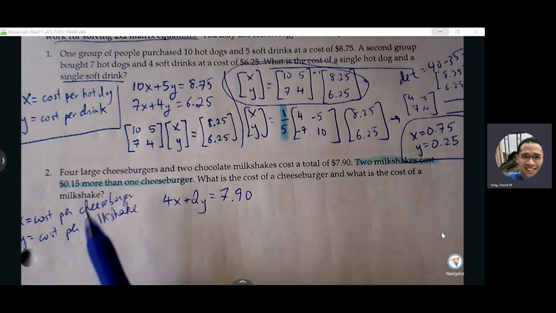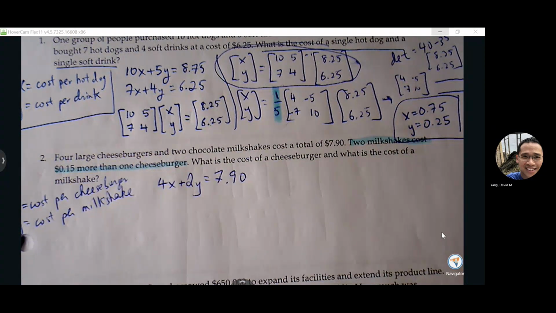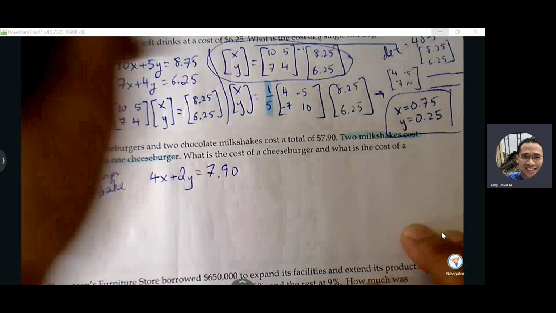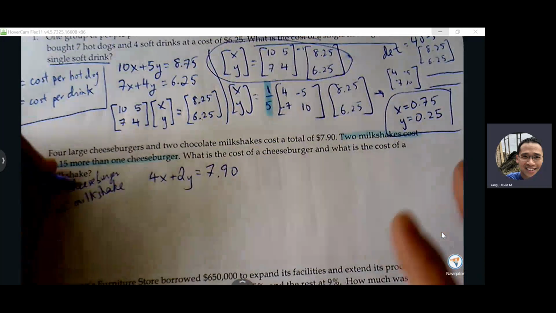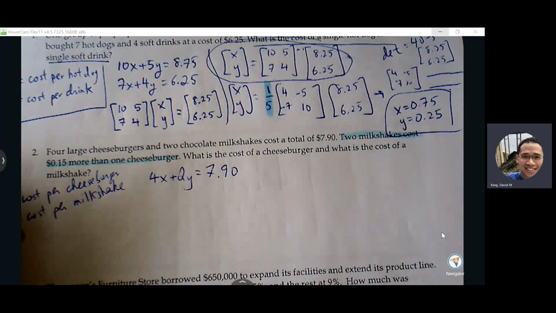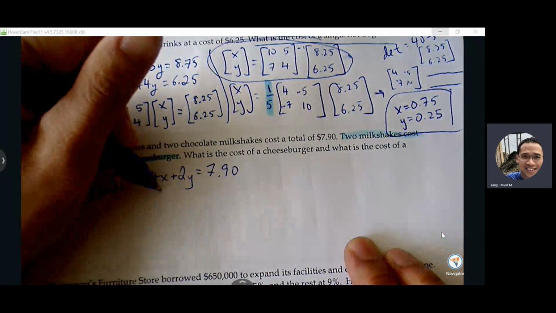So same thing here. 2 milkshakes cost 15 cents more than 1 cheeseburger. So we can think of it this way, that 2 milkshakes... Okay, so this one is set up, I think, more easily for us. We can say 2 milkshakes is 15 cents more than a cheeseburger. So this one is a little bit easier for us to manage.